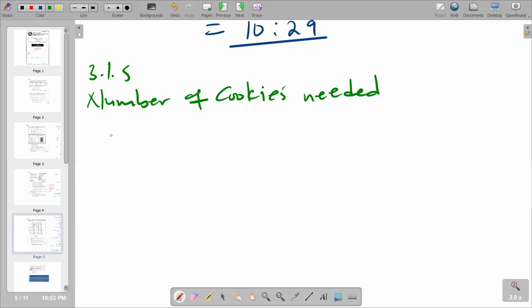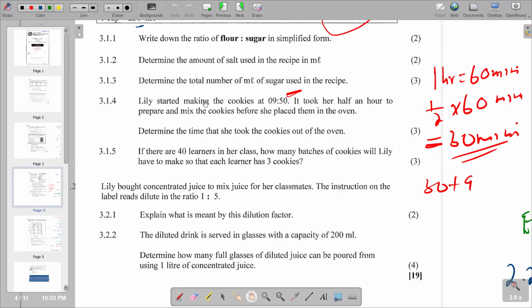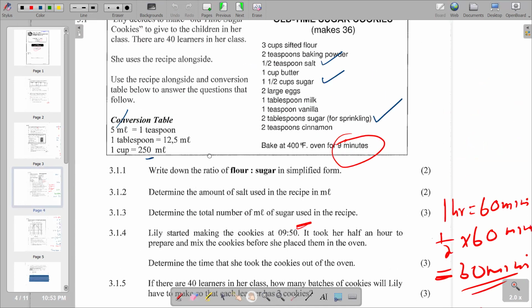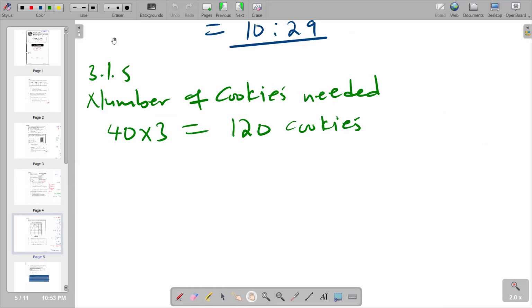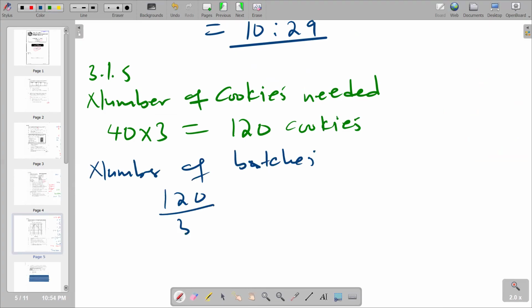Whereby we are going to say our 420 cookies. And then the number of batches, we try to see according to the information given in the question. We see that it makes 36. So each batch has got 36, so we need the number of batches. So obviously the number of cookies that we have, we divide by 36. So we are saying 120 divided by 36.